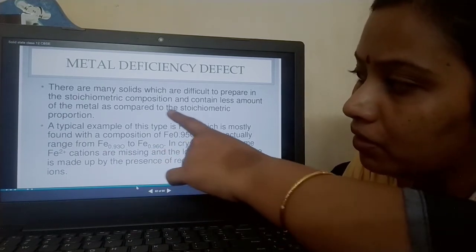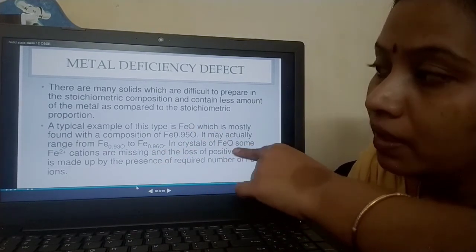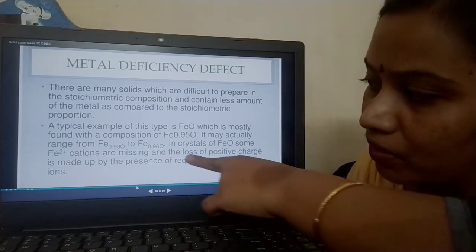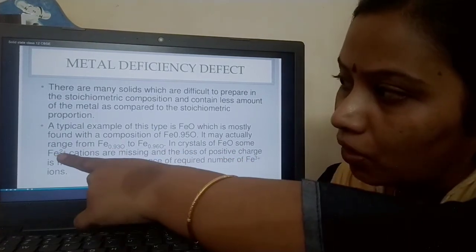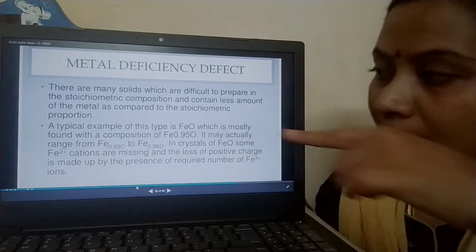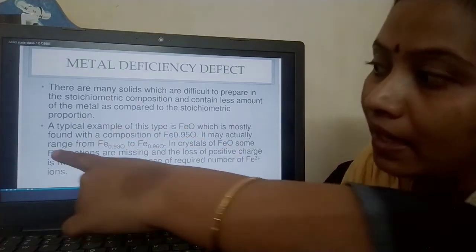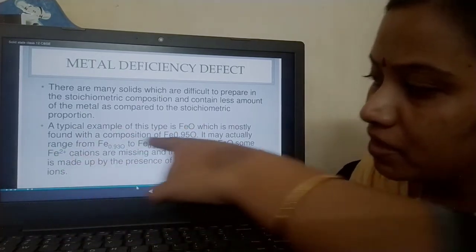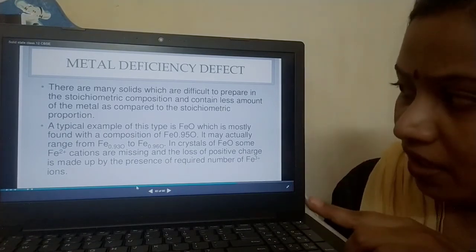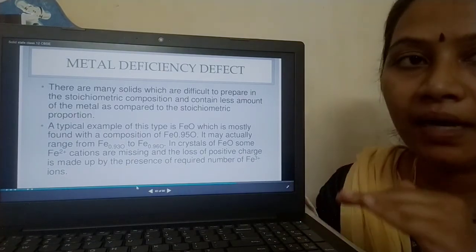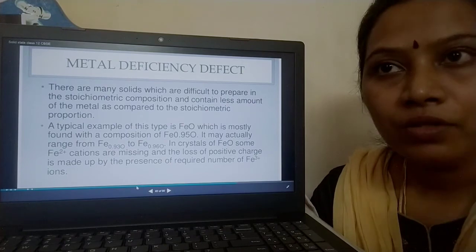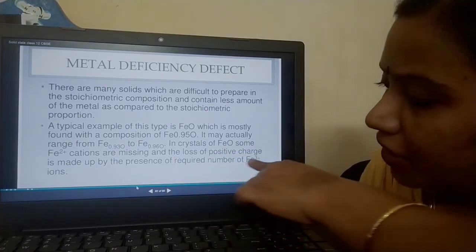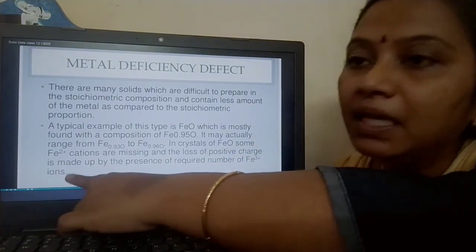But when you look into the crystal of iron oxide, FeO, some of the Fe2+ cations are missing. So in order to maintain neutrality, the loss of positive charge can be made up. I want to make up the loss of positive charge by the required number of Fe3+ ions.